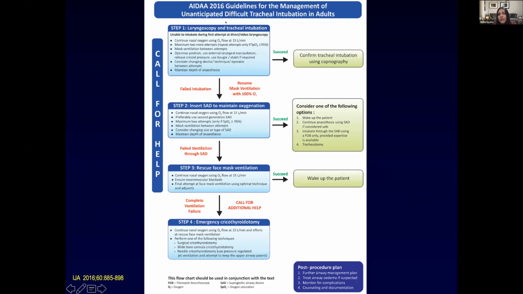It's a vertical pattern. If you have seen the Difficult Airway Society guidelines, it's got a similar kind of vertical content. And I'll put you through this, and what's most important, in a stepwise manner. So very simple, on a single page.